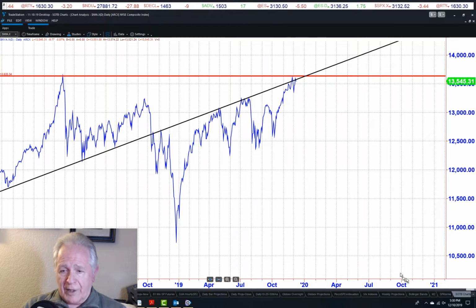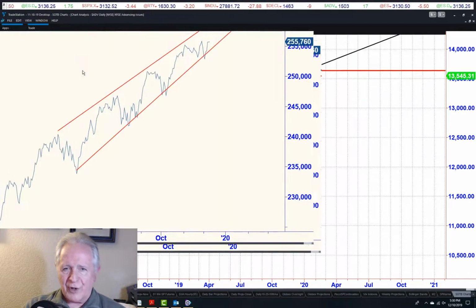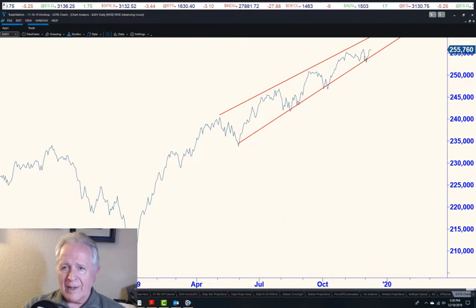So let's take a look at a couple of things here. First of all, the daily advanced decline line of the New York Stock Exchange made a double top today. It wasn't exactly a double top, but it's about as close as you're going to come to making a double top. As you can see, I'll zoom in on this right here for you so you can get a really close look at it.